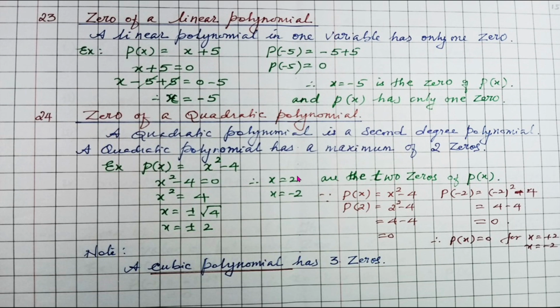Therefore, the value of the variable which makes the value of the polynomial 0 is known as the 0 of a polynomial. Please remember that. Now let us understand what the 0 of a linear polynomial is. We already know what a linear polynomial is. Let us take an example here. P of x is equal to x plus 5. Now if I put x is equal to minus 5, then minus 5 plus 5 becomes 0, and therefore x is equal to minus 5 is the 0 of a linear polynomial, and the only one value of x, that is x is equal to minus 5, makes the value of the polynomial 0, and therefore a linear polynomial has only one 0.